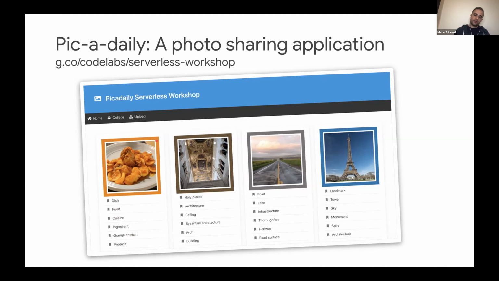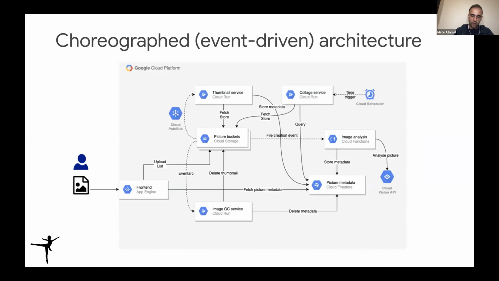And we also, I don't show it here, but under collage, we look at the 4 latest pictures and create a collage out of these pictures. So it's a simple image sharing application, but we built it just to show Google Cloud technologies. And the architecture that we used initially was a choreography architecture. It was an event-driven architecture. And the way it worked, just to describe it briefly, was like this.